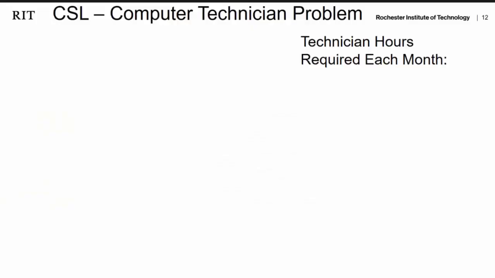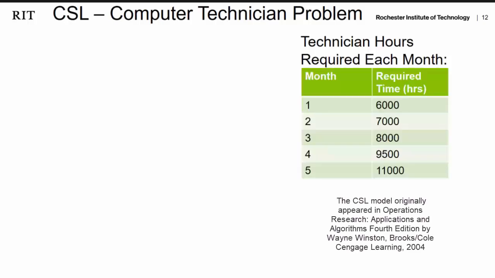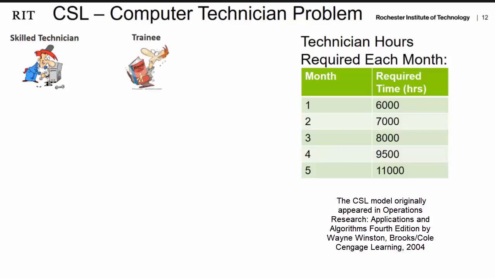Just to review the CSL technician problem, if you're just joining us for the very first time. In this problem, we have a series of months, and as the months go on, we need more and more employees in order to meet our required technician hours. To meet these hours, we have skilled or experienced technicians. And we also have the opportunity to train new technicians. Our experienced technicians make $2,000 a month. Our trainees only make $1,000.